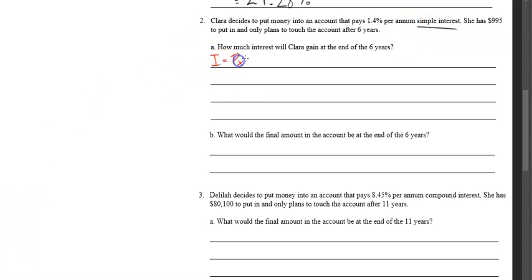I is equal to P times R times T, so principal, rate, and time respectively, all over 100. Our principal, which is the initial amount she's going to invest, is $995. The rate is 1.4, and the time frame is within the end of the 6 years, so it's 6, all over 100. Now we're just looking for the interest, so in this case we just plug this into the calculator and we end up getting, to 2 decimal places, $83.58.